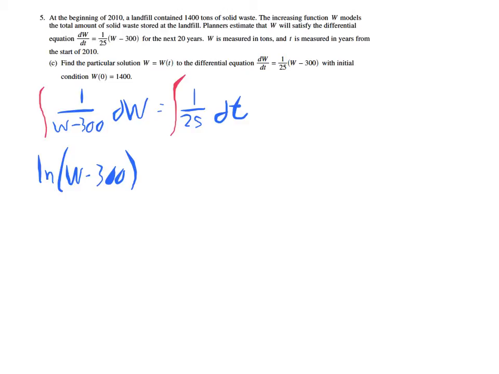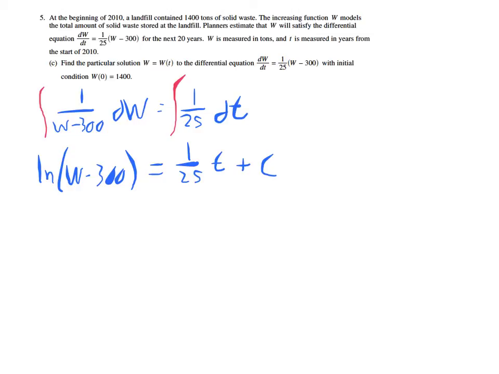Okay. So this was the natural log of W minus 300. Then on the other side, the antiderivative of 1 over 25 is 1 over 25 t. Then here's my constant being added in. And that is the antiderivative of this differential equation. But we're not done yet. We actually want to get W by itself, and then also because it's a particular solution, we need to plug in this value of 0 for t and 1400 for W and solve.